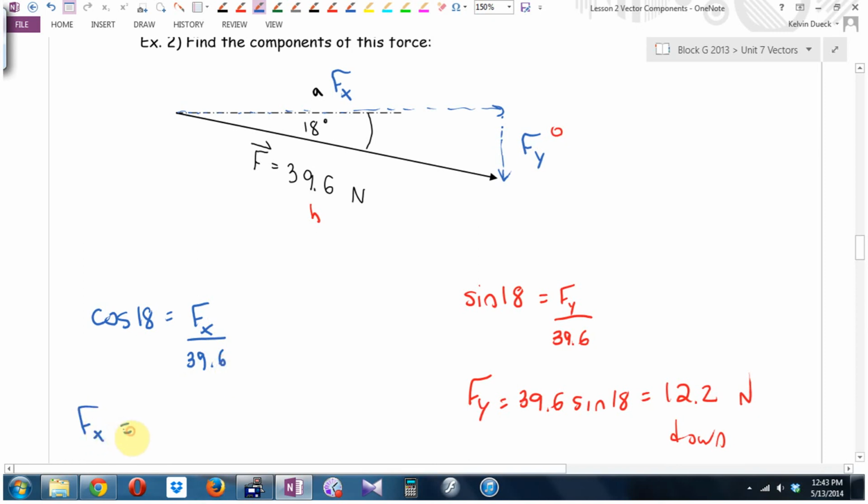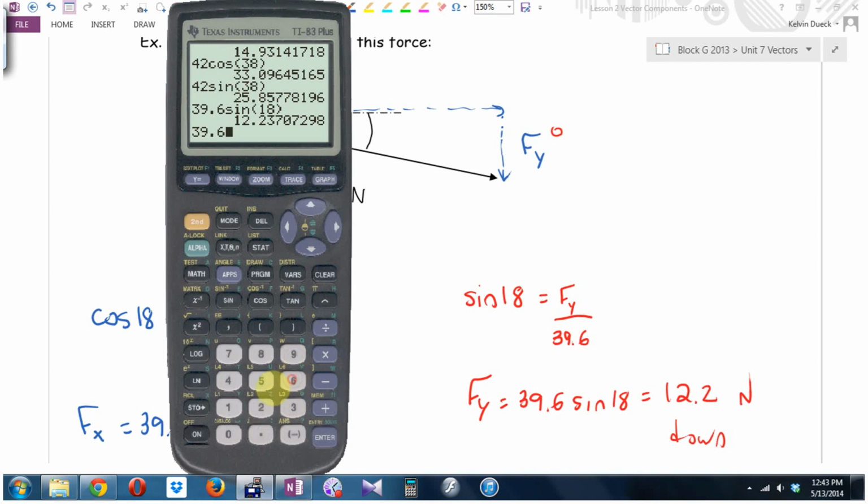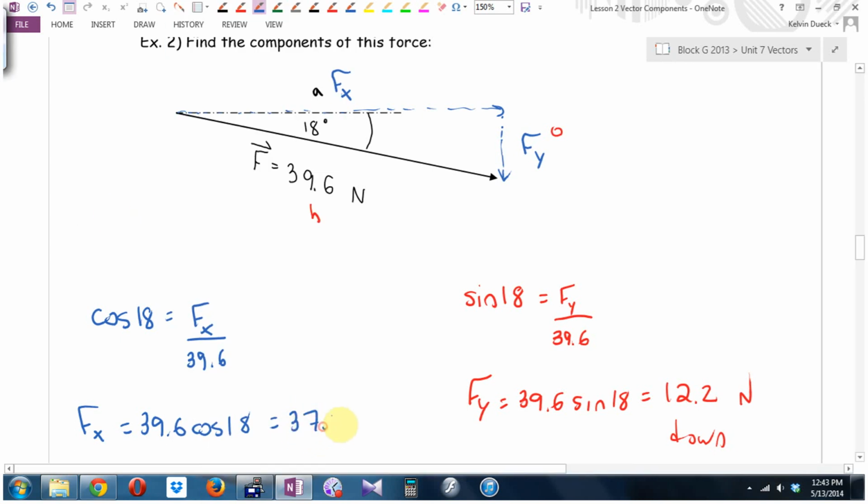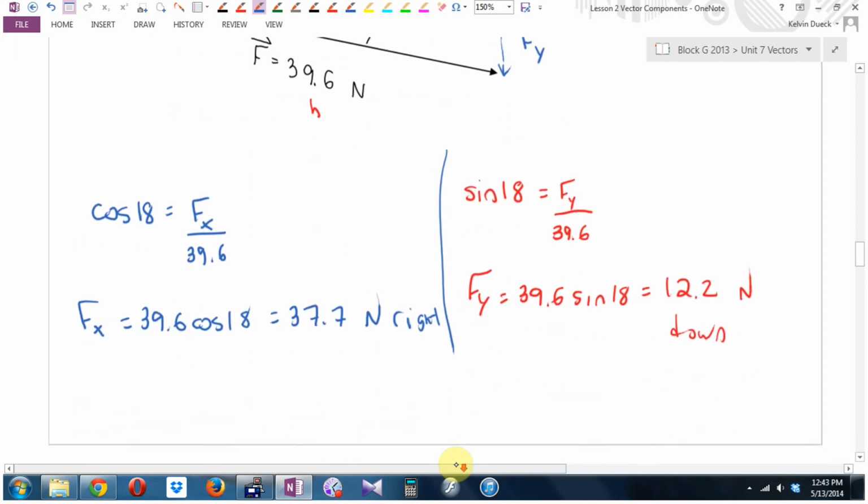How would I get the Fx by itself? Hey, Mr. Dueck, this is looking really similar to the Fy. Yeah, it is. Oh, you know what? I could have just gone backspace and changed the sine to cos. 37.7 newtons. Right. I can break anything into its horizontal and vertical component.